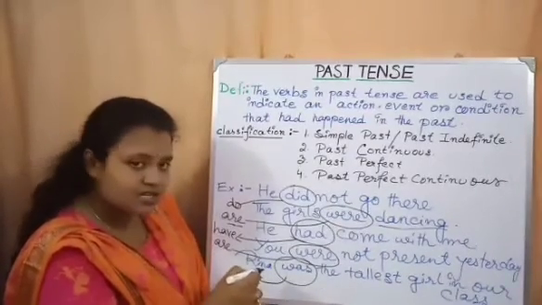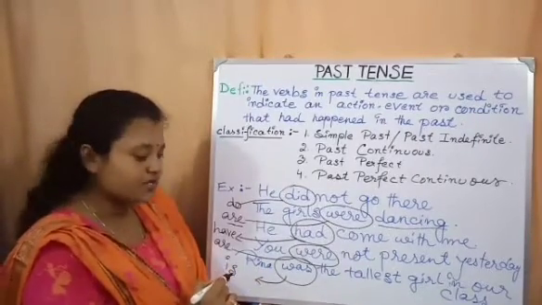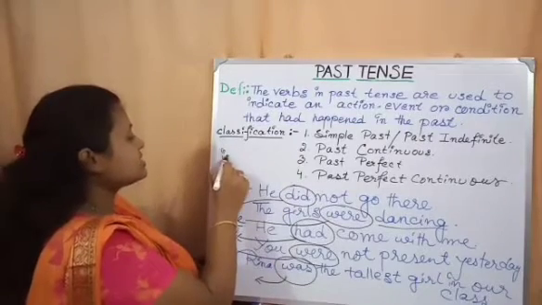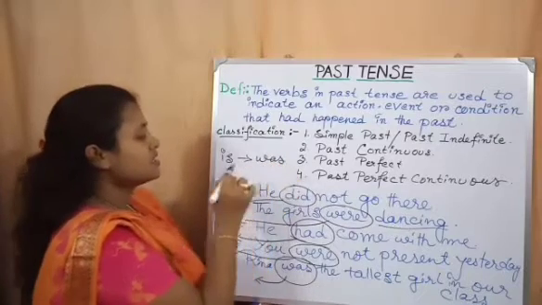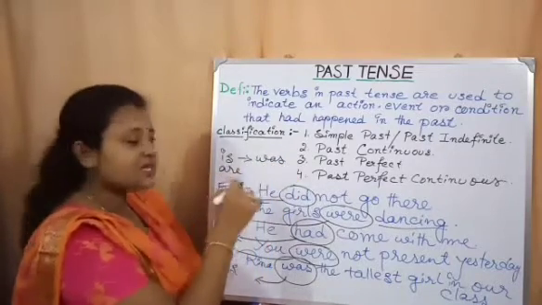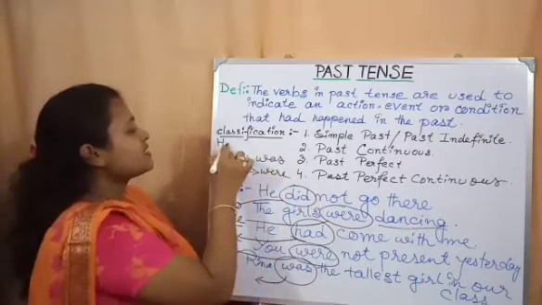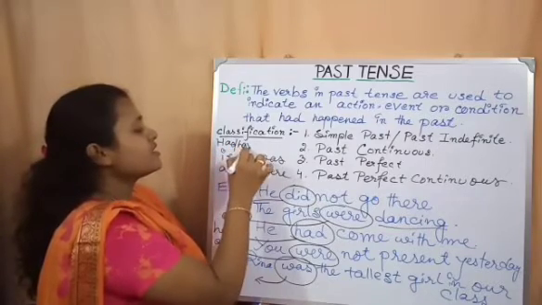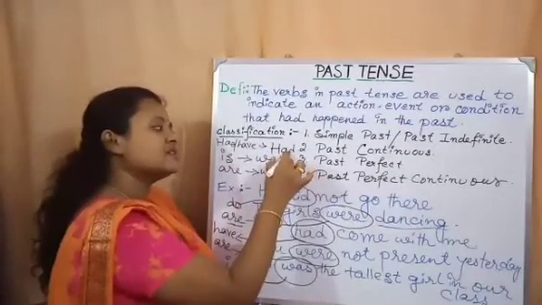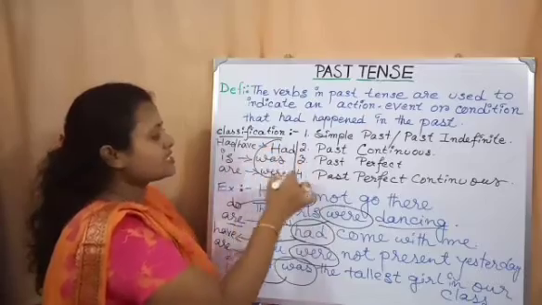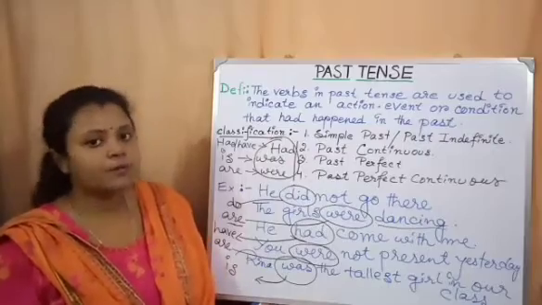What is the present tense of the to be verb, of this auxiliary verb? Is. Okay, students? So is is the present tense, and the past tense is was. Are is the present tense, and the past tense is were. Has or have is the present tense, so the past tense is had. So these to be verbs refer to past tense.